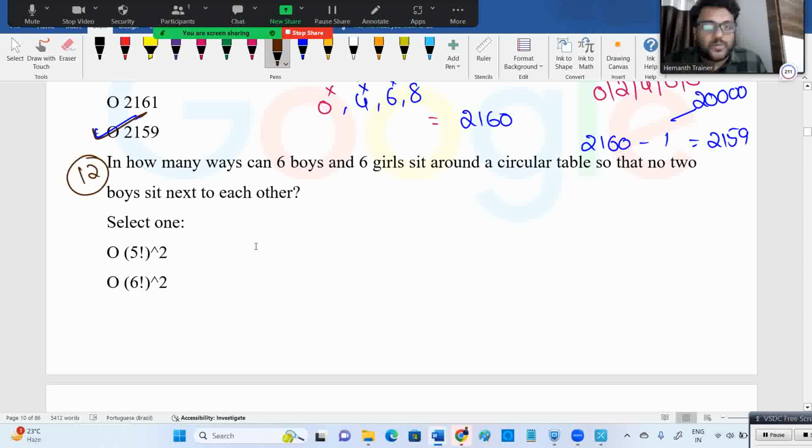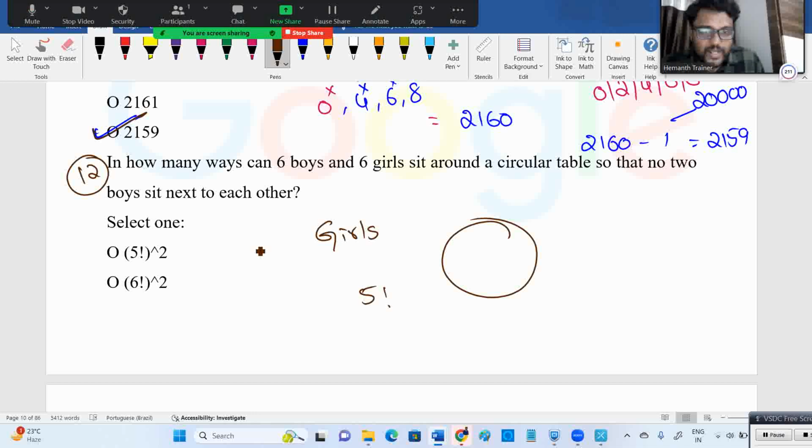Say this: 6 boys and 6 girls around a circular table, no 2 boys together. So when no 2 boys are together, first we have to arrange the girls. 6 girls in a circle can be arranged in 5 factorial ways.